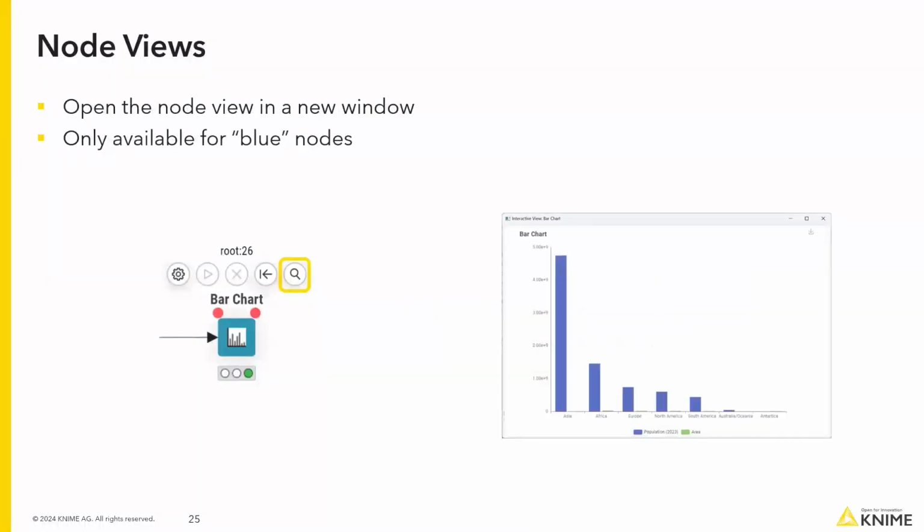Okay, then I already mentioned that there are nodes that can help you to build interactive visualizations, and those nodes are usually of blue color. We call them view nodes, and these nodes have this option here, a magnifying glass, to open the visualization that you created. And then once you open it, the new window will open and you can interact with this visualization.